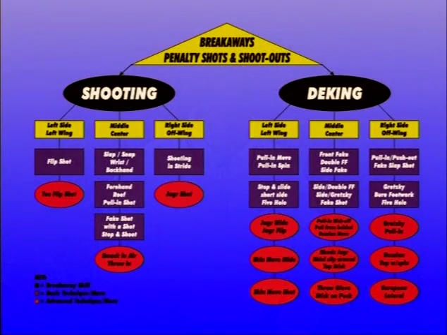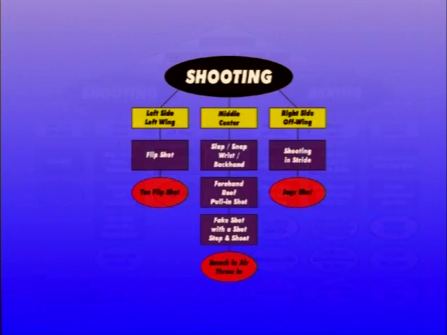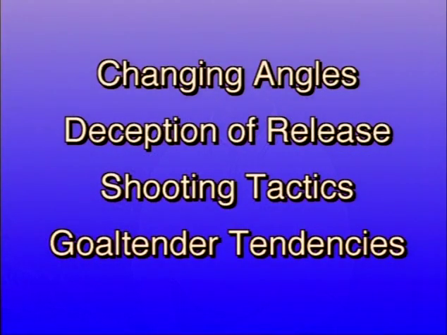Now I have created a breakaway or penalty shot flow chart that lists the different shooting and deking options. First, we're going to take a look at the shooting options. Here are some key points to further examine specifically regarding shooting on a breakaway or penalty shot. These key points include changing angles, the deception of release, shooting tactics, and goaltender tendencies.